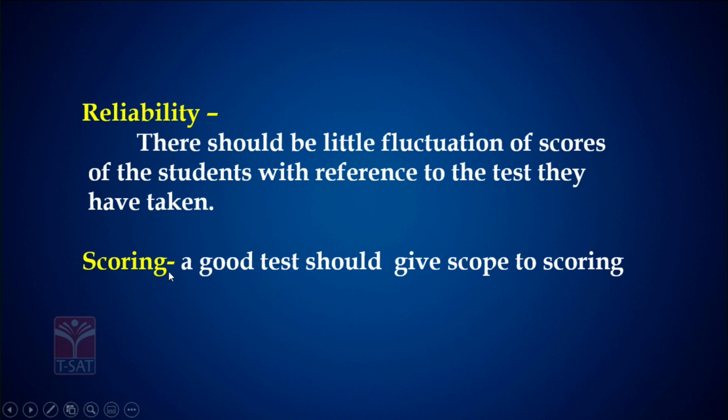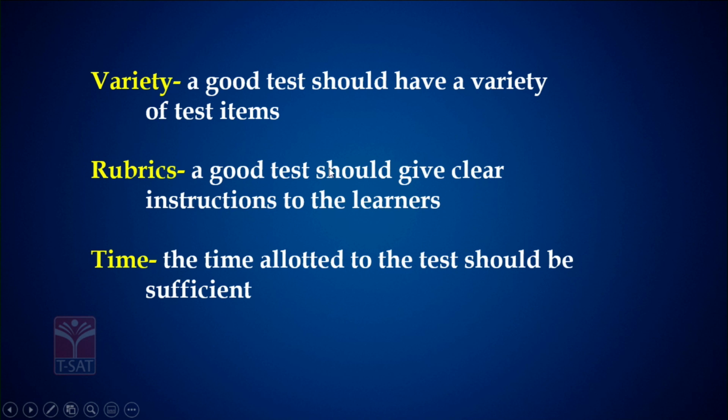And scoring, a good test should give scope for scoring. And variety, a good test should have a variety of test items. So, we have already come across different test items. A good test should have essay type questions, short answer, multiple choice questions, fill in the blanks, and all the different types of test items should be included in a test. And primarily rubrics are very important. Good instruction, what do we expect from the learner, that is very important, and a good test should give clear instructions. What should the child do?